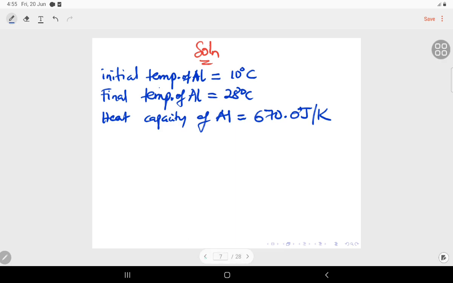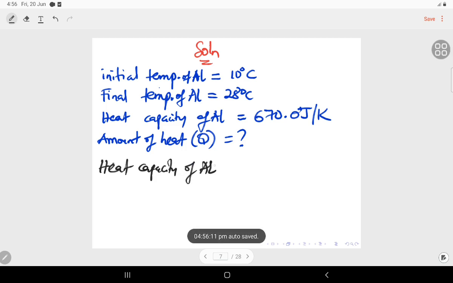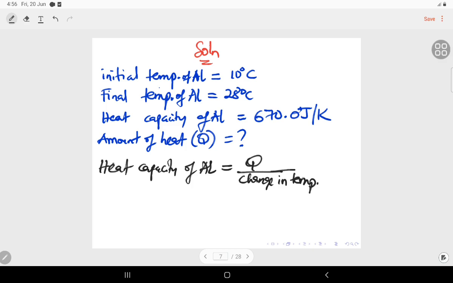So what does the question demand? We are looking for the amount of heat, which is the same as the quantity of heat, right? We are given the heat capacity of aluminium, which is a capital C. So the question is, how do we find the heat capacity of aluminium? Heat capacity of aluminium is going to be, because I have defined my term already, Q over what? Change in temperature. That's all.